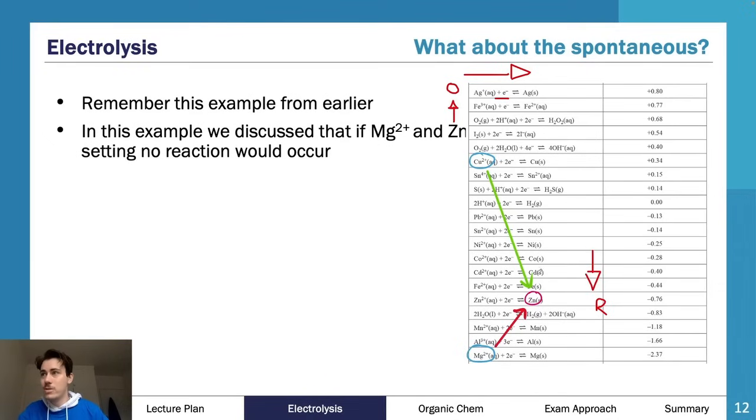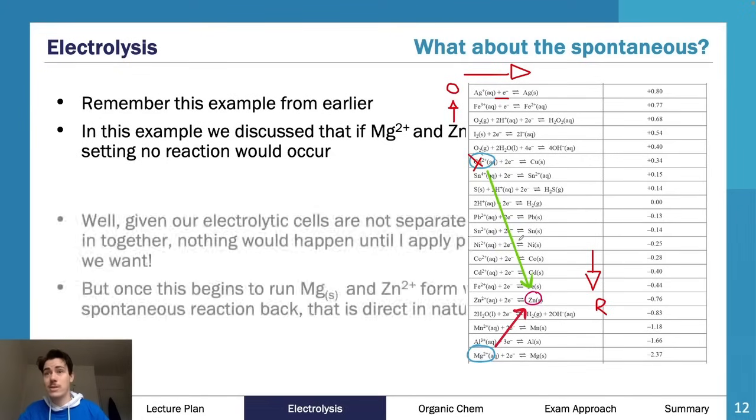So, as you can see here, if I had copper 2+ and zinc solid, I'm going to get a spontaneous reaction. So it's top left, bottom right. But if I had magnesium 2+ and zinc, this needs to occur non-spontaneously. I need to do electrolysis for this.